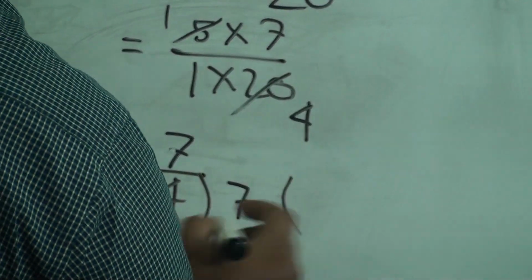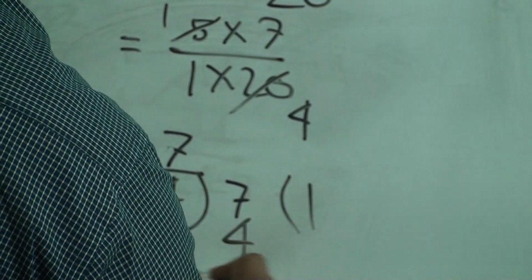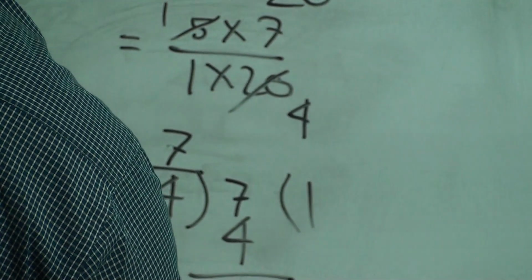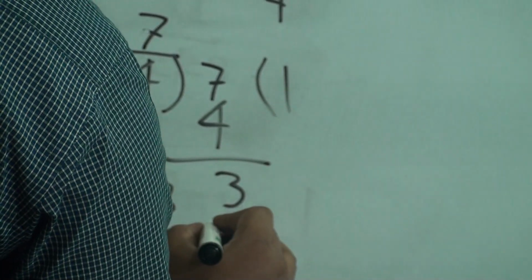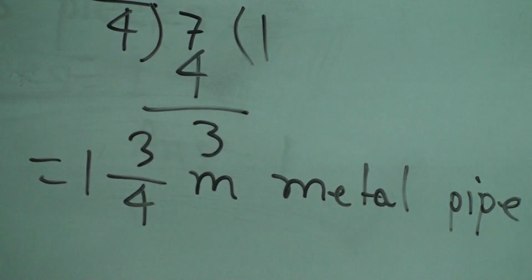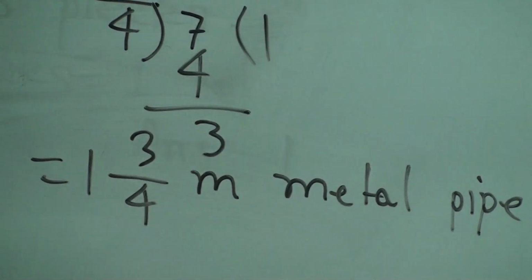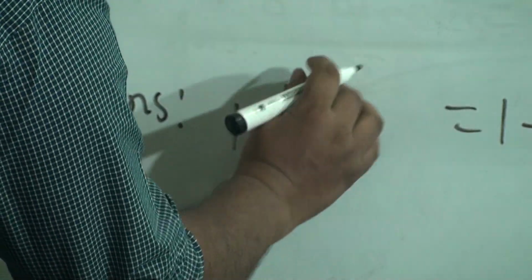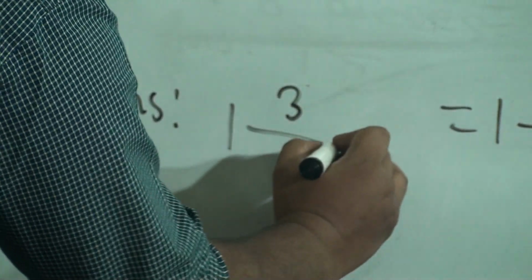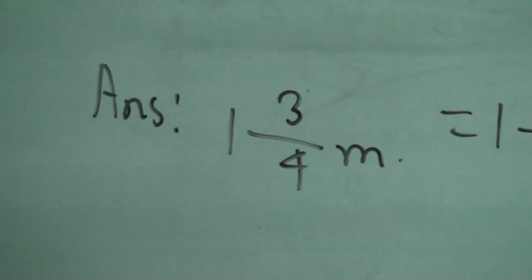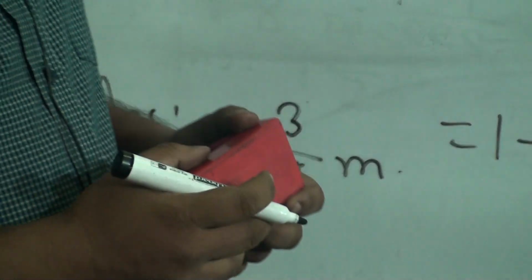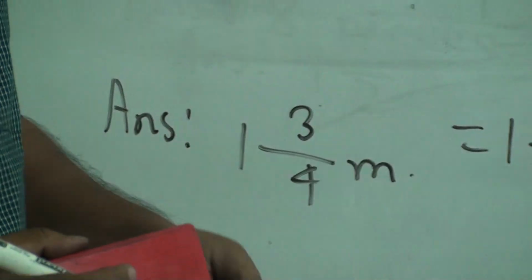So in 7, 4 goes in 1 time. 4 ones are 4. That means 3. So 1 into 3 by 4 meter metal pipe. Dear student, notice carefully. Okay, so this is the answer. And I am really sorry for my mistake. Okay, dear student, so the answer of this question is 1 into 3/4 meter.